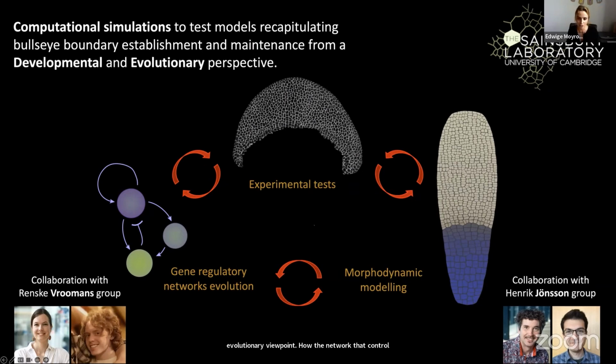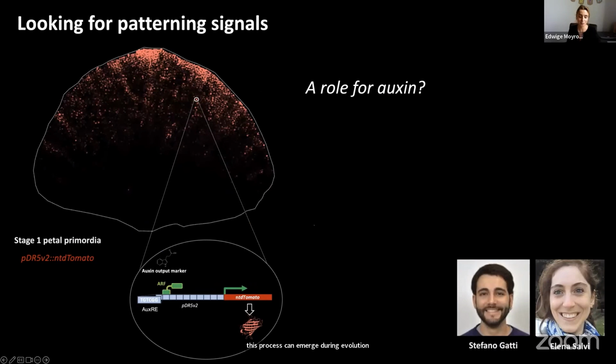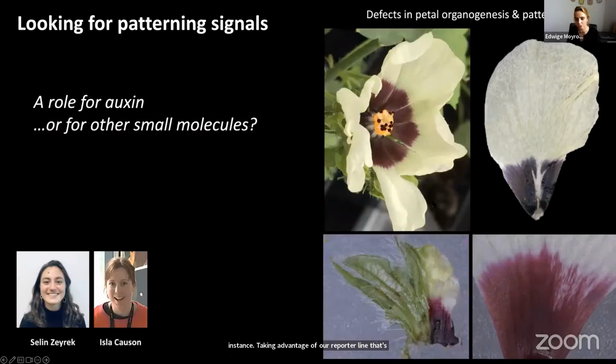The million-dollar question, of course, for us is what are the signaling processes that are laying down the foundation of the pre-pattern? And we are looking at obvious culprits like auxin, for instance, taking advantage of our reporter line that allows us to track auxin response dynamics during development, but also at other small molecules, because when we disrupt the production of this small molecule, we observe very interesting and striking defects, both in petal organogenesis, but also in petal patterning.